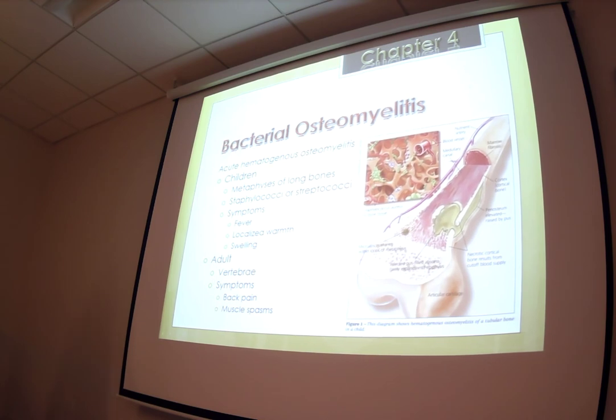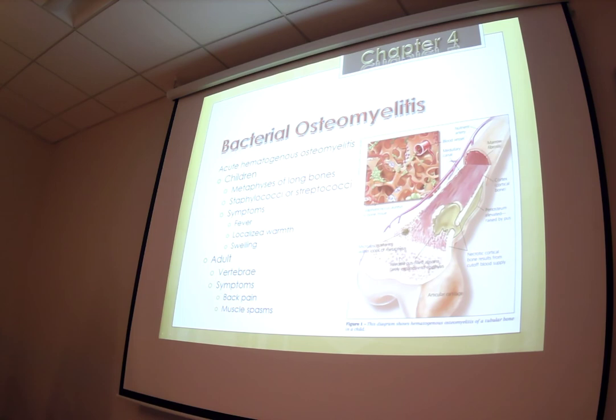So we have acute heterogeneous osteomyelitis, which essentially comes from the blood to the bone. In children, it will typically attack the metaphysis of the long bones. It will come from the staphylococci or streptococci viruses. Symptoms would include fever, localized warmth, and swelling to the area.